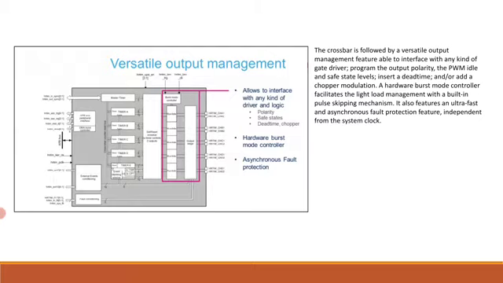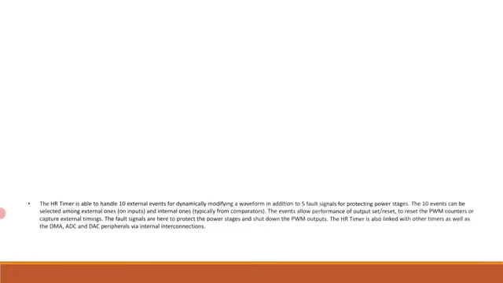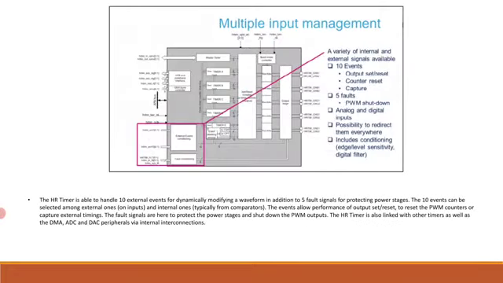So we have given in the red block, right? So on the left corner you can see multiple input management. Okay, the HR timer is able to handle 10 external events for dynamically modifying a waveform in addition to 5 fault signals for protecting power stages.